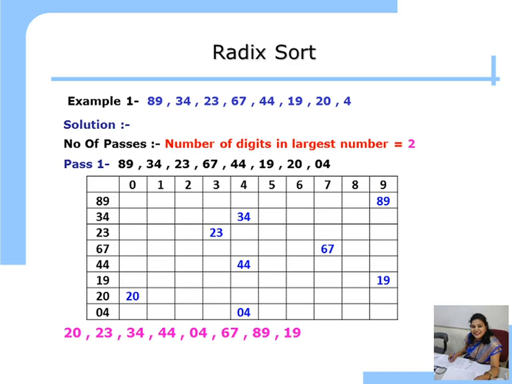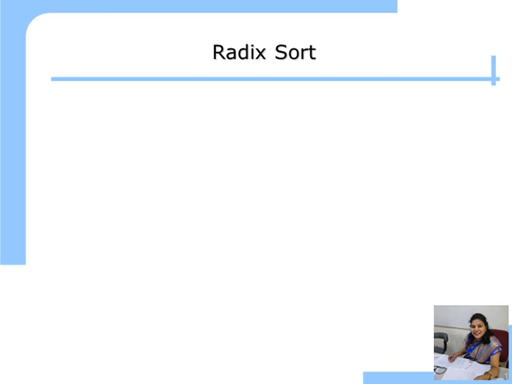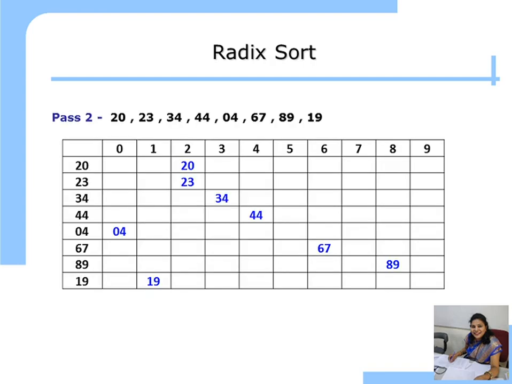See, most students make a mistake while performing the radix sort solution. They are always taking the original numbers for each pass, so their numbers are not sorted. So always remember, the input of pass 2 will be the output of pass 1. So this is the output of pass 1: 20, 23, 34, 44, 4, 67, 89 and 19.